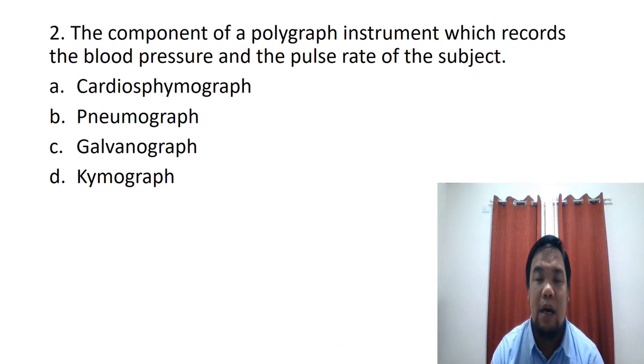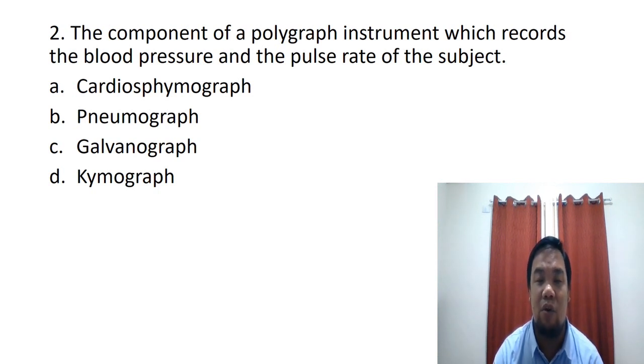The item above is a best example of indirect question. Allow me to read the question and the choices. The component of a polygraph instrument which records the blood pressure and the pulse rate of the subject. A. Cardiosphygmograph. B. Pneumograph. C. Galvanograph. D. Chemograph. So, basing from the question, the keywords are records blood pressure and pulse rate. So the best answer here is letter A.